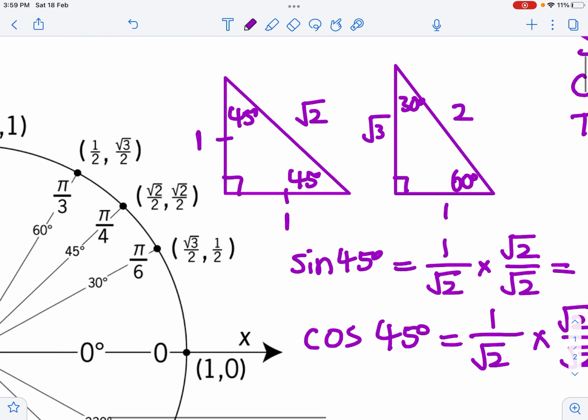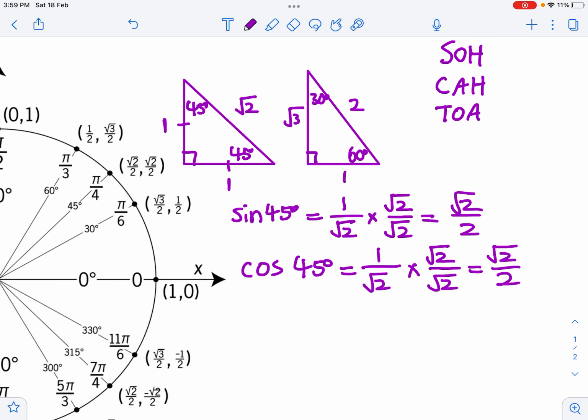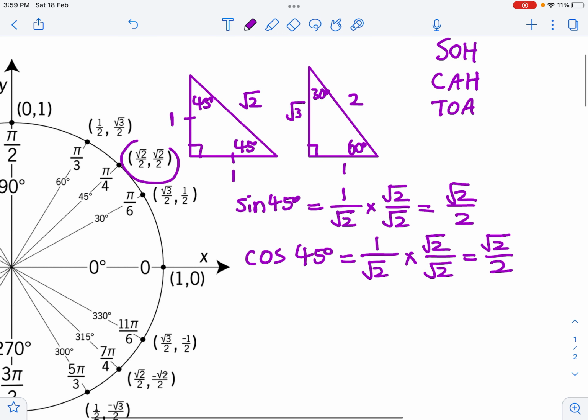And if we take a look at the coordinates here, which one of these represents these two numbers here? And as you can see, yes, it is a 45 degree. So that is one of them.